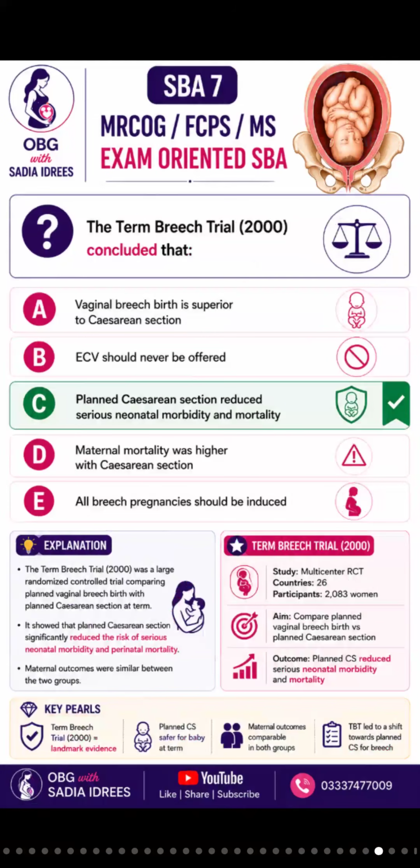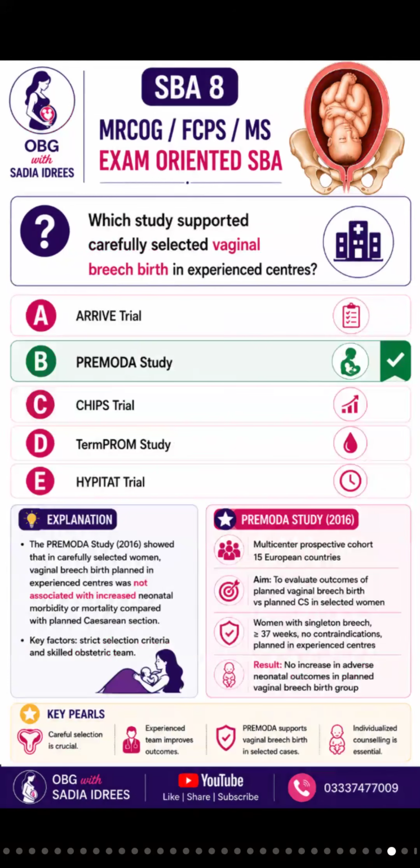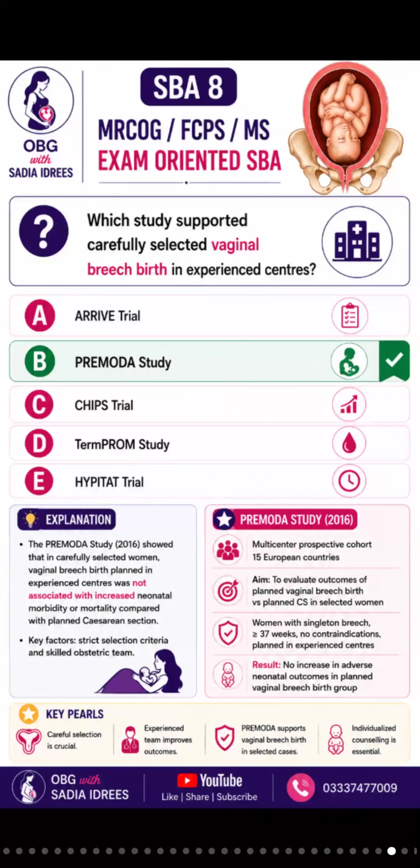The term breech trial concluded that vaginal breech birth is safe? No. ECV should never be offered? No. Planned C-section reduces serious neonatal morbidity and mortality? Yes. Maternal mortality was higher with the intervention? No. There was no significant difference. This study supported carefully selected vaginal breech birth with experienced operators, and the PREMODA study in 2006, and in 2016.